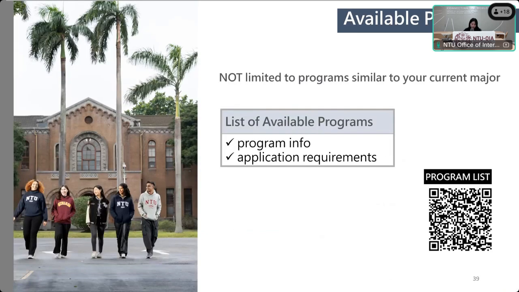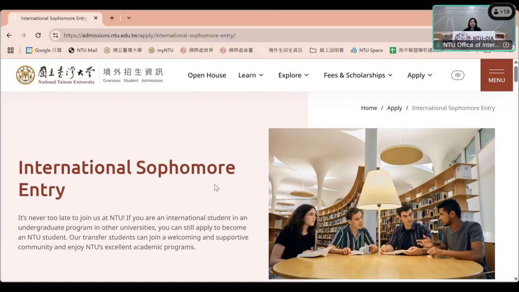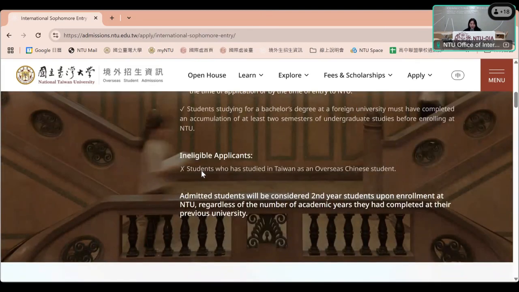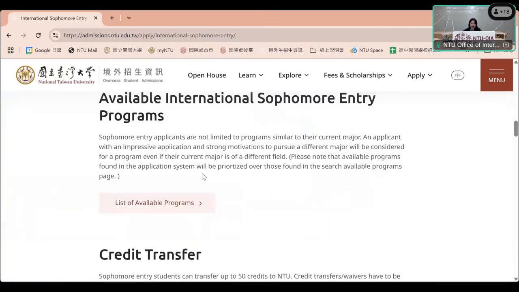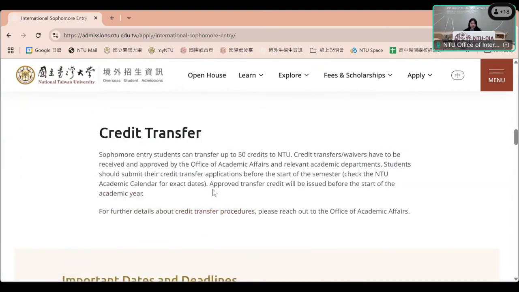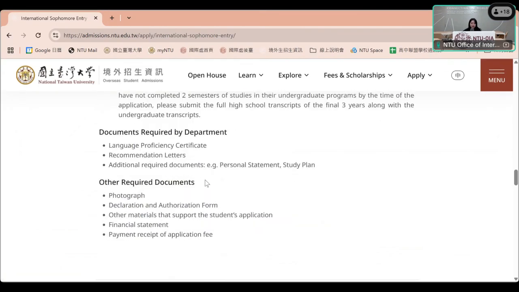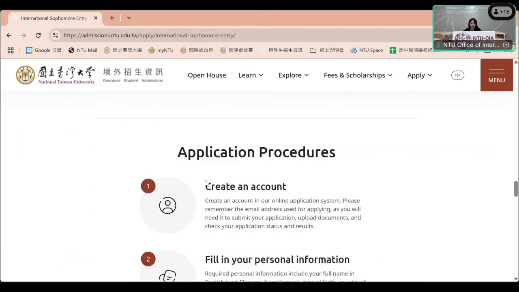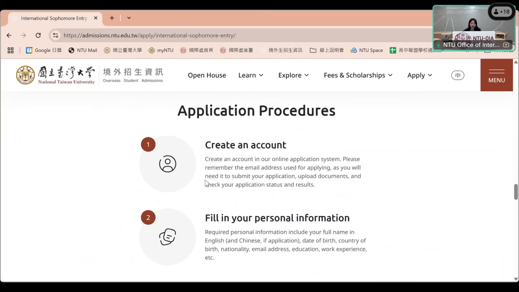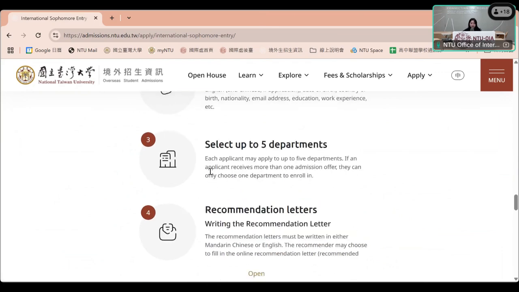So, next, I will show you the website. Okay, this is our website regarding international sophomore entry. On this website, you can get the application information, including the list of available programs, the information regarding credit transfer, and some important dates and deadlines. There are also admission guidelines here. You can just click this link and get the admission guidelines. And these are the required documents by the department. Because you have to create an account, this is the application procedure for your reference.